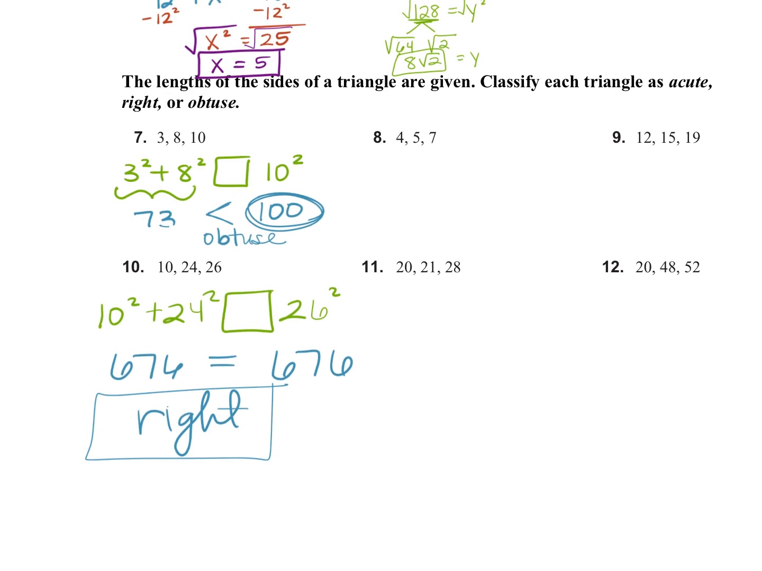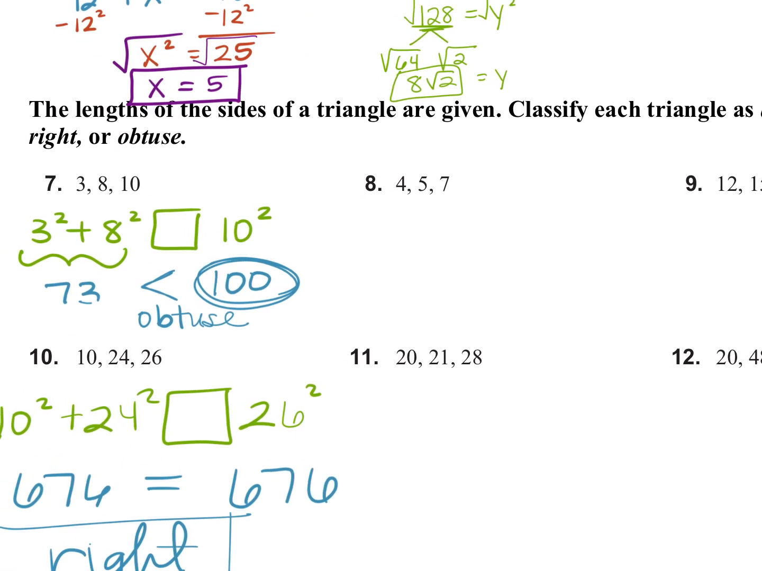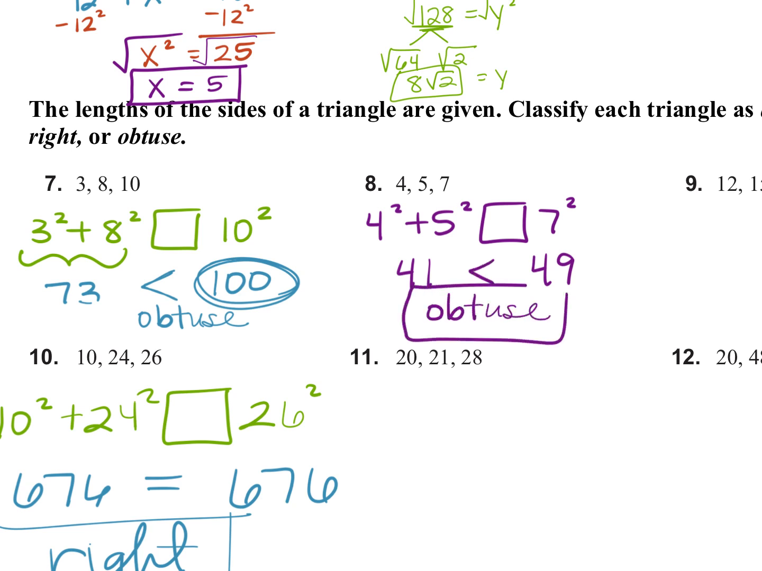All right, do number 8. Set that up, plug it in. Tell me what you think. What do you get? 41, 45, and 47. Isn't it 49? 41. So 4 squared plus 5 squared is 41. This one's 49, so this is obtuse. Okay?